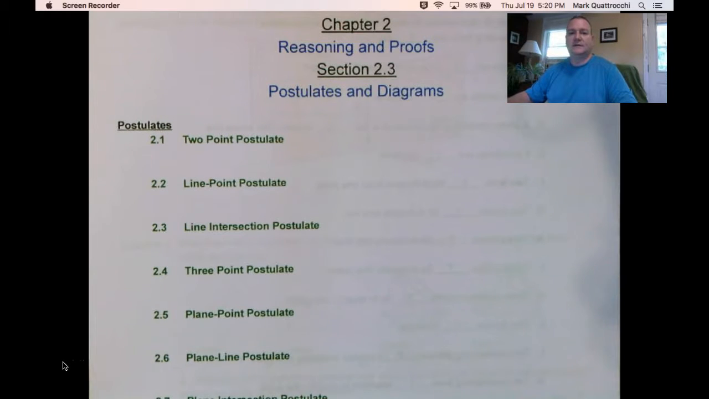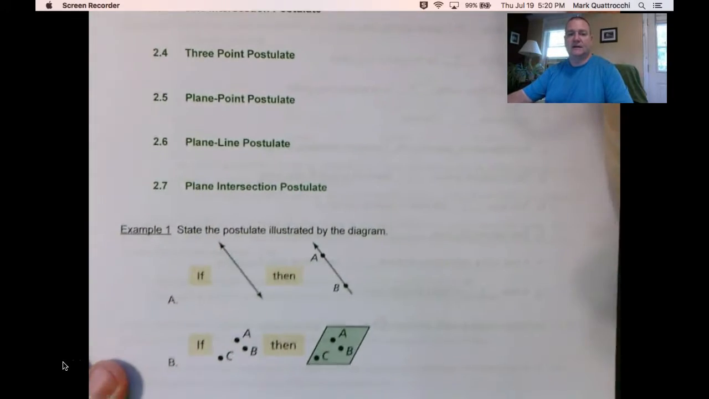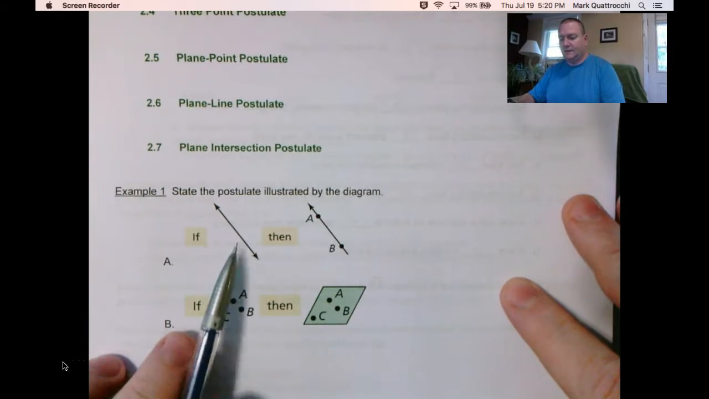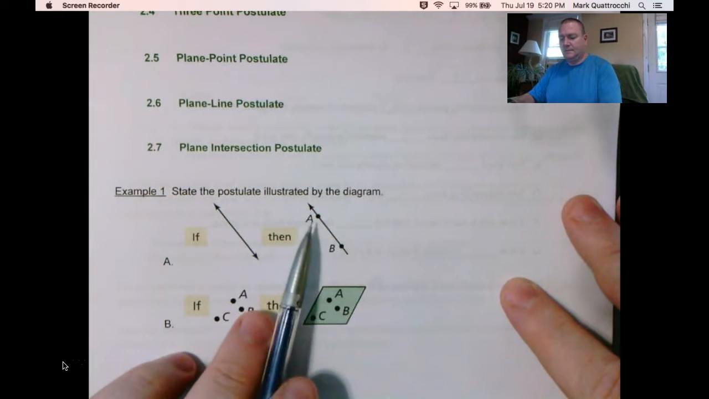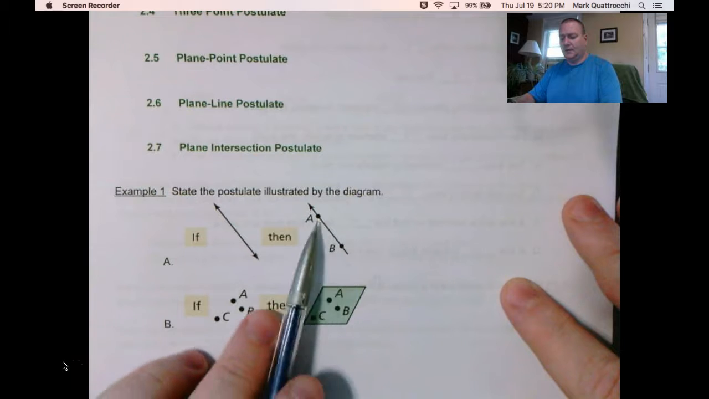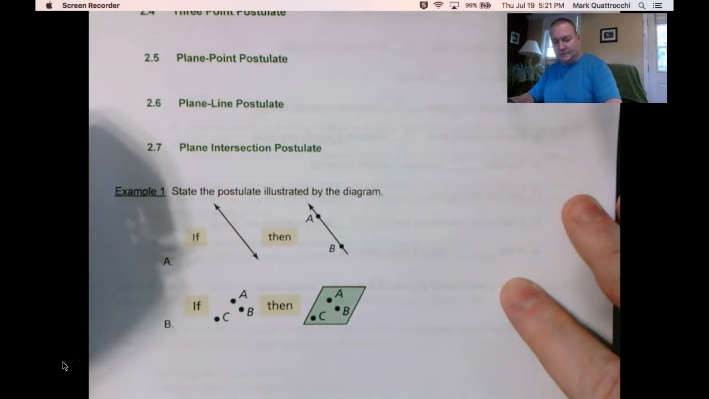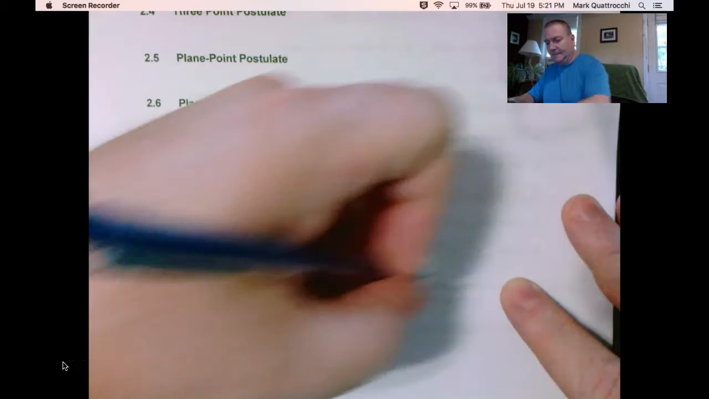Hello everyone, section 2.3, postulates and diagrams. Example 1, state the postulate illustrated by the diagram. So we have if a line, then these 2 points A and B are on that line. Well, that's the line point postulate.